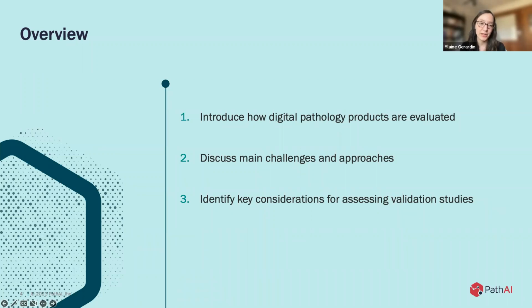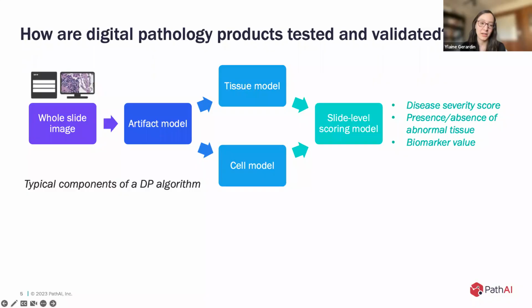So first, to introduce how digital pathology products are evaluated. This is a basic outline of a typical digital pathology algorithm and its components. So we start from a whole slide image. This slide is scanned to produce that digital image. We then pass it through an artifact model to identify the usable tissue areas versus what's background or what shouldn't be evaluated on that slide. This artifact model, the usable tissue is then passed through a tissue model to identify various substances, as well as a cell model. And these might be combined at the end for a slide level scoring model.